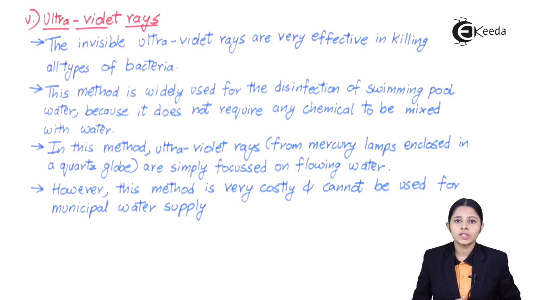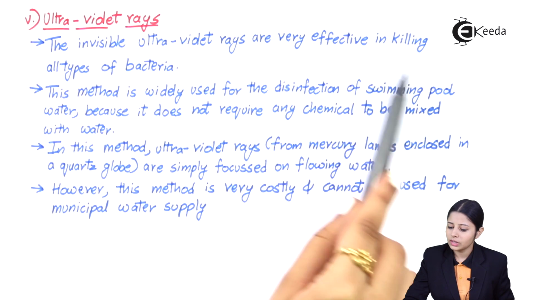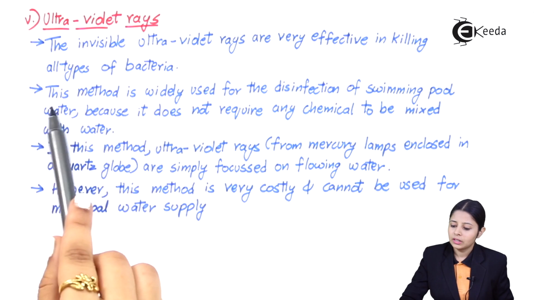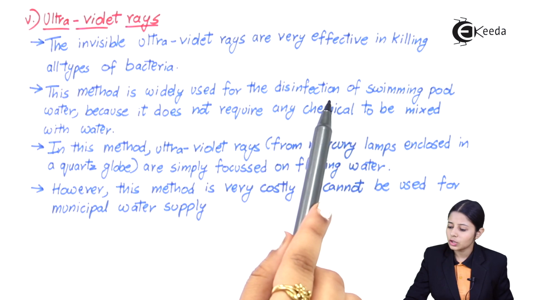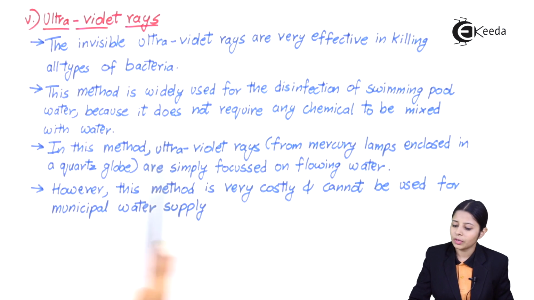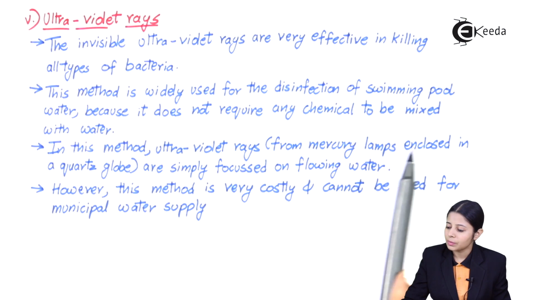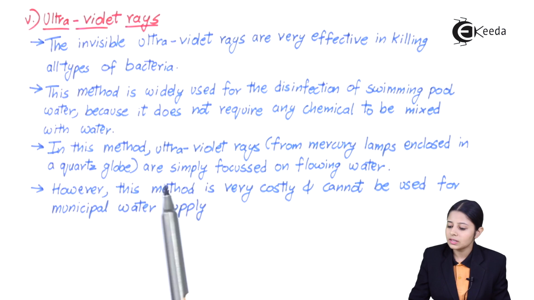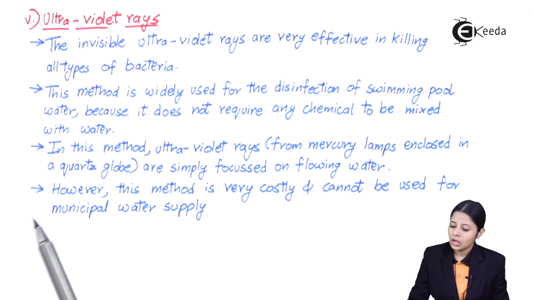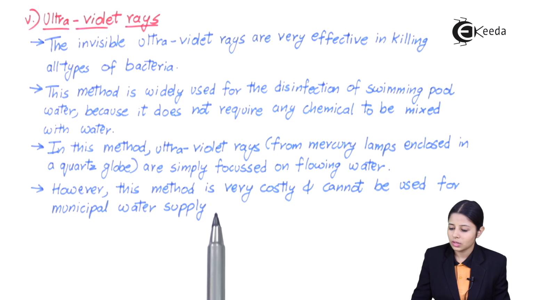The fifth method of sterilization of water is through UV rays. UV rays are nothing but ultraviolet rays. The invisible ultraviolet rays are very effective in killing all types of bacteria. This method is widely used for disinfection of swimming pool water because it does not require any chemical to be mixed with water. In this method, ultraviolet rays from mercury lamps enclosed in a quartz globe are simply focused on flowing water. However, this method is very costly and cannot be used for municipal water supply.